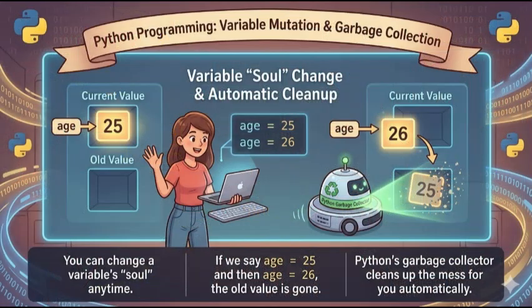You can change a variable's value anytime. If we say age = 25 and then age = 26, the old value is gone. Python's garbage collector cleans up the mess for you automatically.